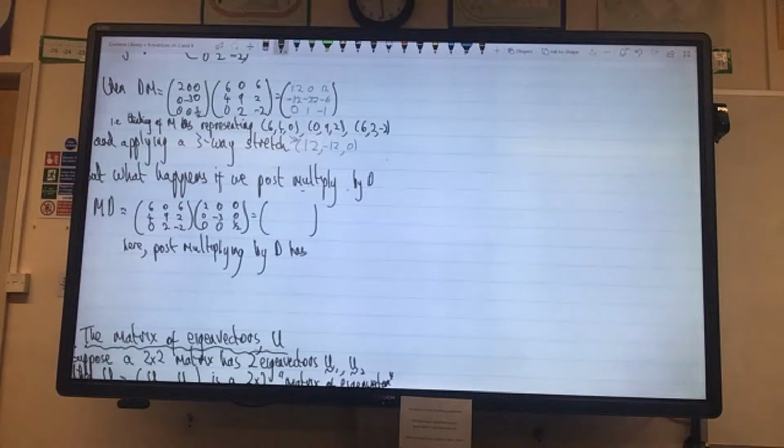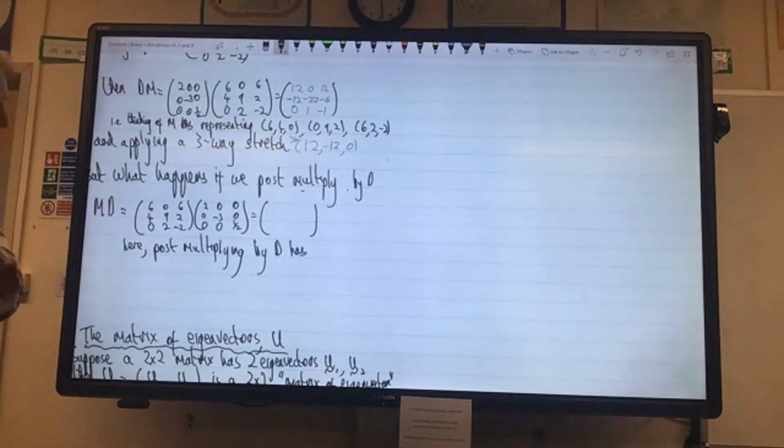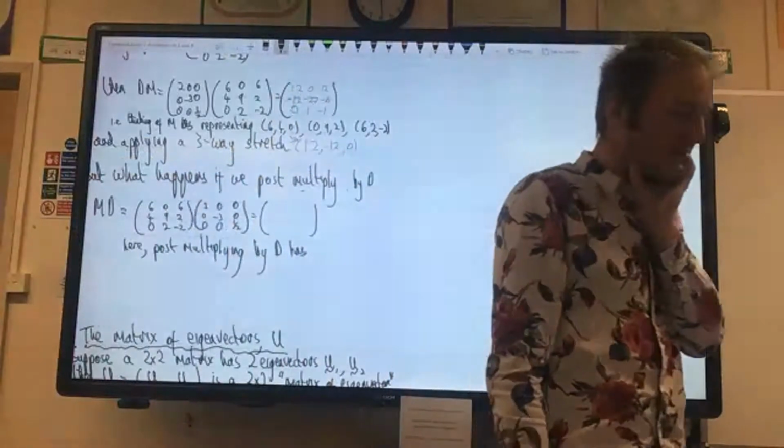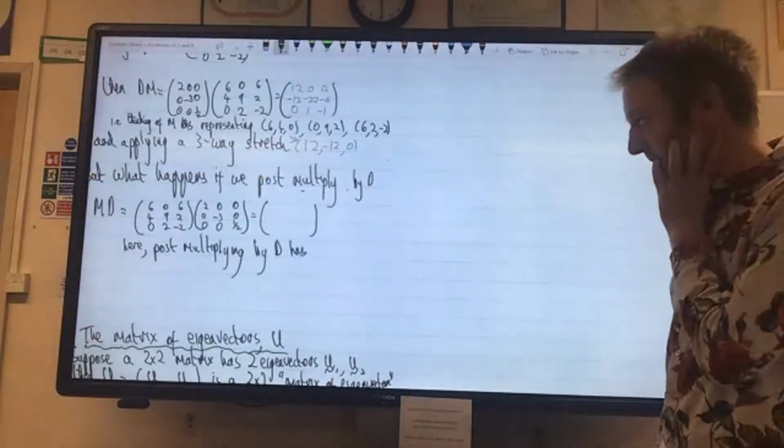So, what's the question about? What's the product of M and D? Yes. So I think it should be similar to... No, it's not the same as DM. Matrix multiplication is not commutative. So just multiply the matrices and tell me what you get.